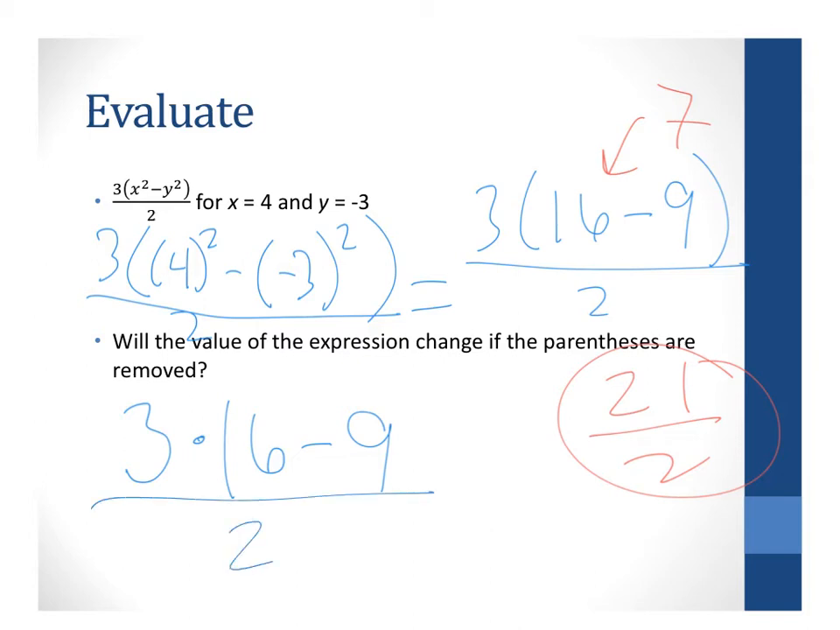But now what I would do is rather than combine these two to get 7, I would do 3 times 16, which is 48, minus 9, which is 39, over 2. And yeah, it would change. Absolutely would change. So those parentheses around the x squared and the y squared really make a difference in this problem. So you've got to pay attention to those parens.